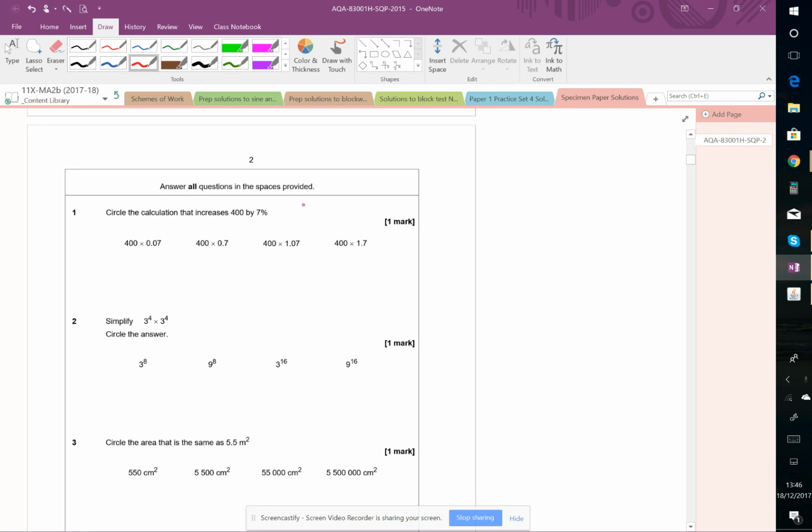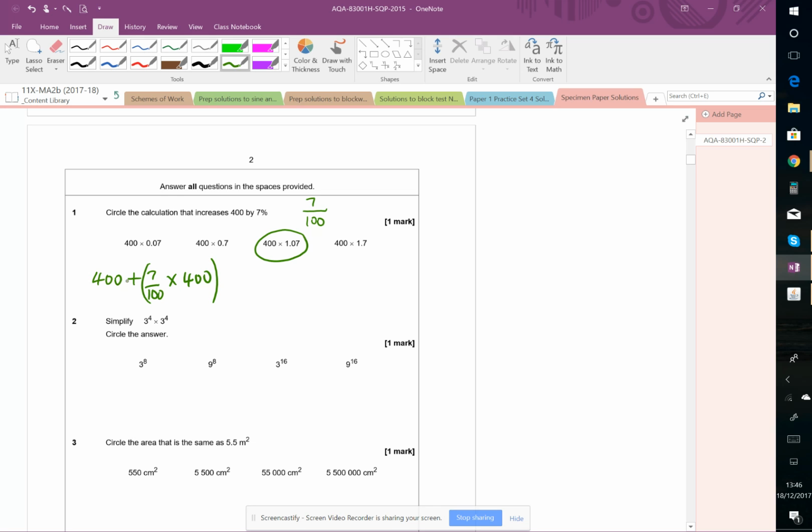A couple of things you should know is that 7% is 7 over 100. So what we're actually doing, although you don't necessarily need to know this, you could just remember that you multiply by 1.07. But let me say why. We start off with 400, and we're going to add to that 7% of 400.